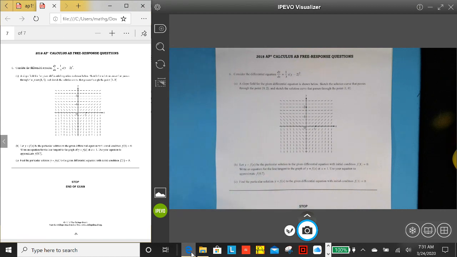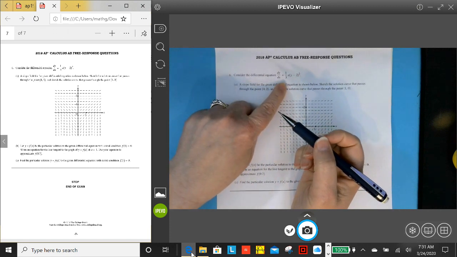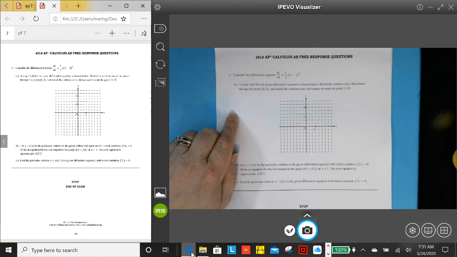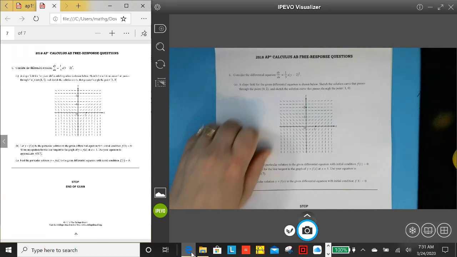because part A says, consider the differential equation dy/dx equals 1/3 x times (y minus 2) quantity squared. And part A says the slope field for the given differential equation is shown below. Sketch the solution curve that passes through the point (0, 2), and sketch the solution curve that passes through the point (1, 0).